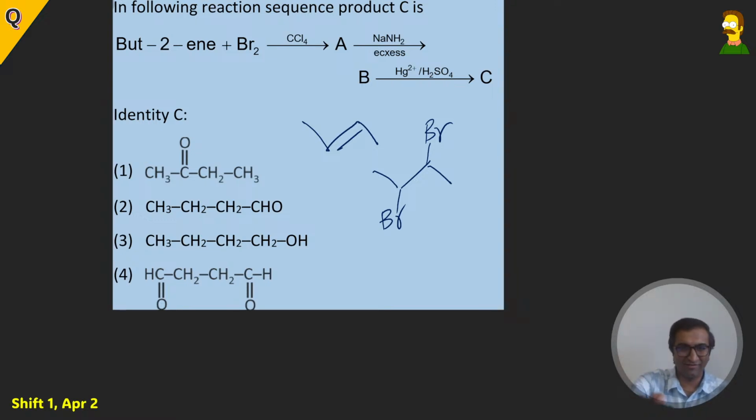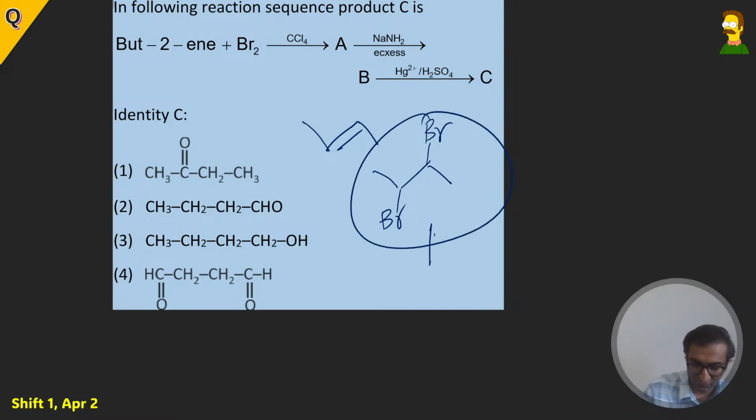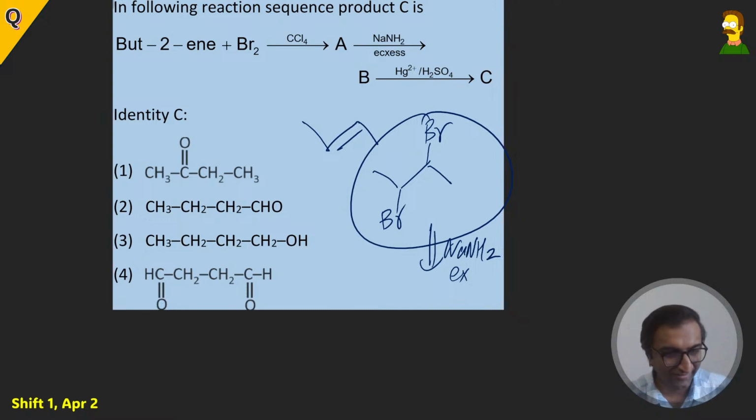So, hey, can we solve this question? Nothing. NaNH2 से कुछ नहीं होगा. NaNH2 on this, guys. What happens? Have you forgotten all those tiring evenings of mugging organic? Come on. Oh my God.